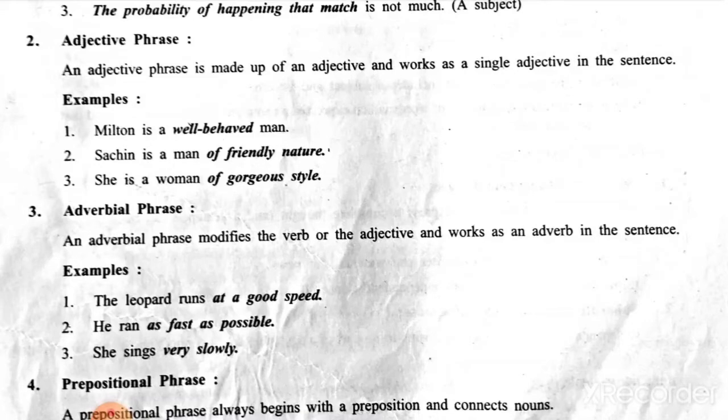He ran as fast as possible, okay. So fast, that is an adverb, and which defines the frequency, possibility, okay. He sings very slowly, that is your adverbial phrase.